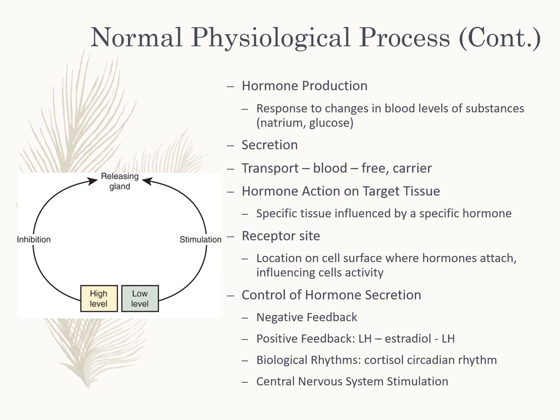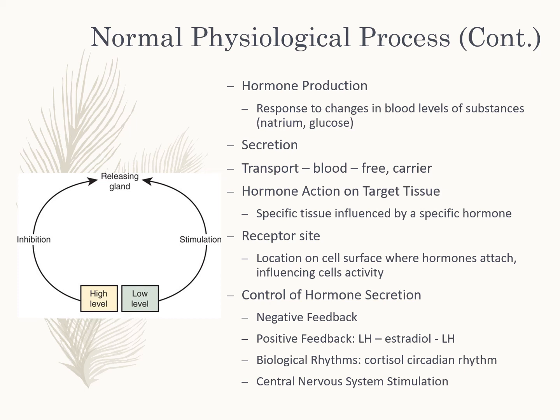For biological rhythms, the secretion of some hormones is controlled by biological rhythms. An example is the influence of the circadian rhythm on cortisol secretion. So cortisol secretion is highest in the morning and lowest in the late evening, and disruptions in biological rhythms and sleep deprivation can affect the normal secretion patterns of some hormones.